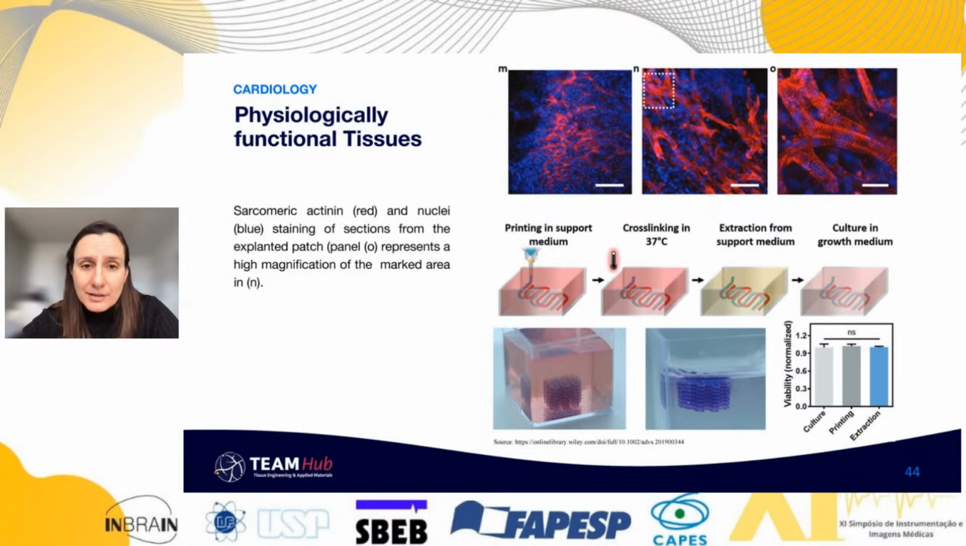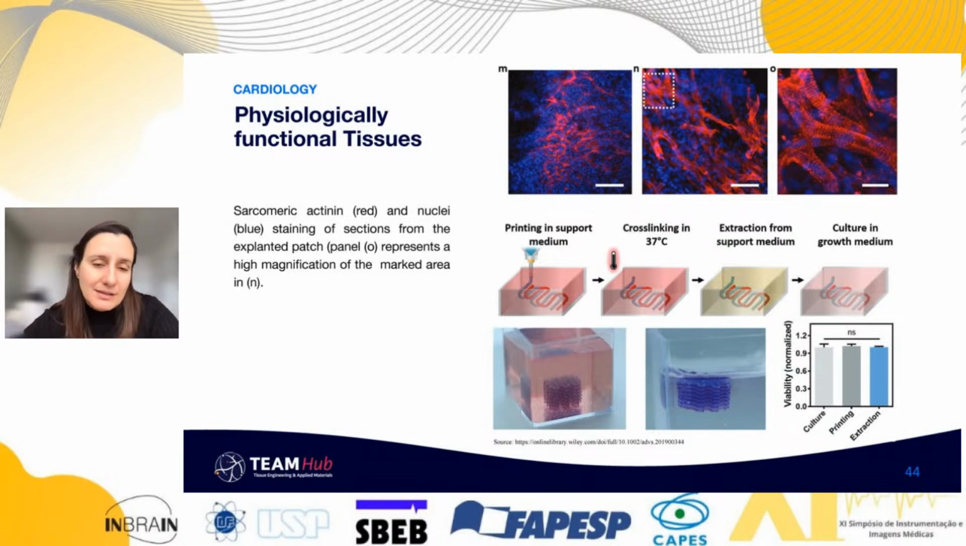So they started printing those things. This time, it was not just printing it by itself, but they were the first ones to use what's called support material. Basically, you have a kind of gelatin, a gel in there that serves as a basis to allow your 3D bioprinted structure to be held in place.